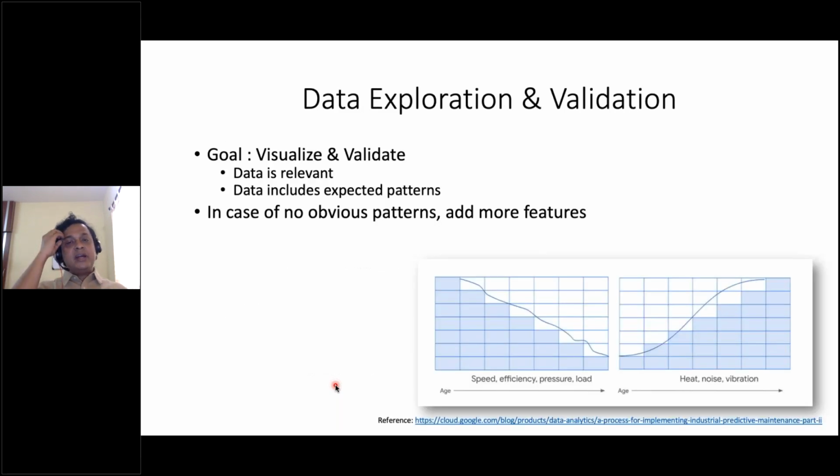Once we have the data, what we should do is data exploration and validation. It's not that once we have the data, we can immediately pump it to a model. We can't do that. We have to look into the data. We have to find out whether the data quality is good or bad, and whether we are able to find the patterns which we are expecting to see.